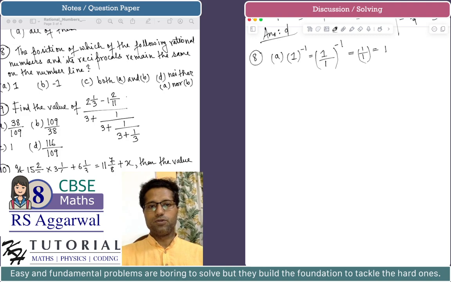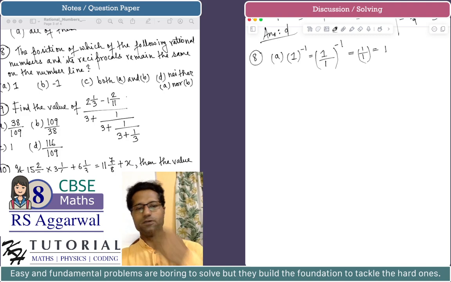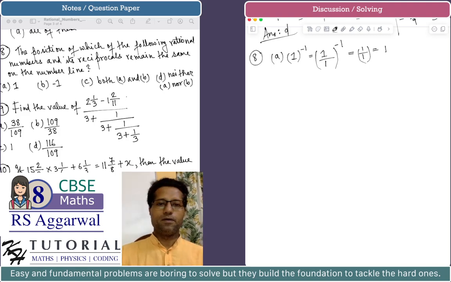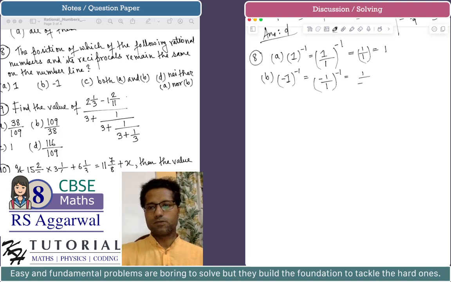Now it is saying that the position of which of the following rational numbers and its reciprocals remain the same. That means that the reciprocal and the number are the same. So A is a correct choice. Now B, we also know that the reciprocal of minus 1, which is minus 1 by 1, will be equal to 1 by minus 1. This is equal to minus 1. So the correct choice is C, both A and B.